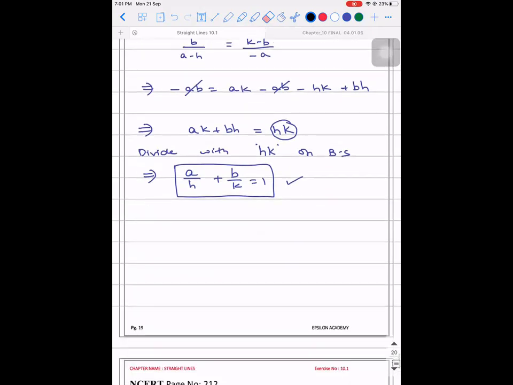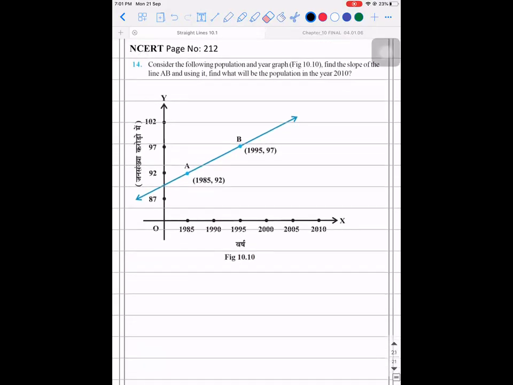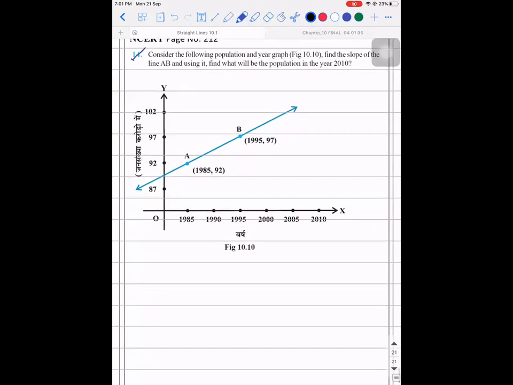So moving on to the next question. Consider the following population and year graph. Find the slope of the line AB and using it find the population in the year 2010. So what can you say about the points A and B? Collinear. The 2 points will always be collinear. Through 2 points you can always draw a line.